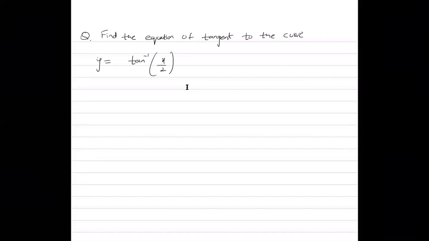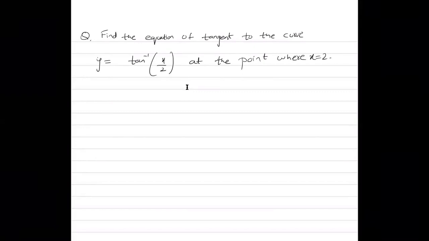So try this last question on this differentiation. Find the equation of tangent to the curve y equals tan inverse of x upon 2 at the point where x is 2.